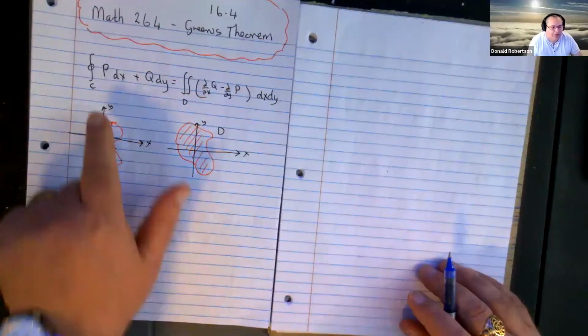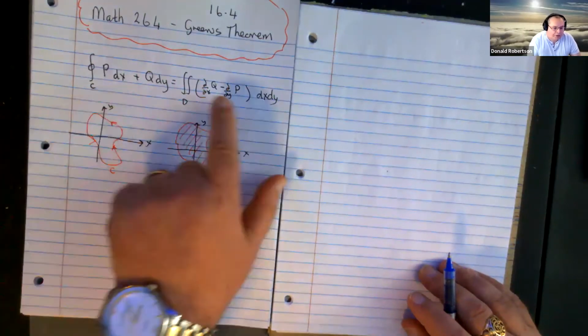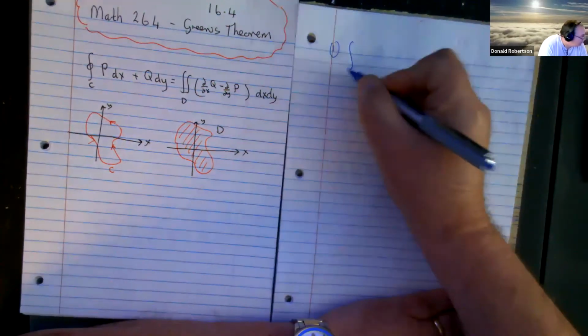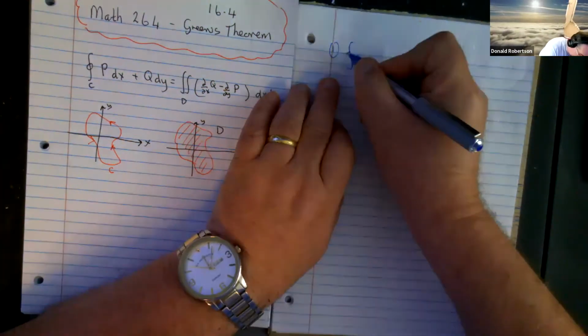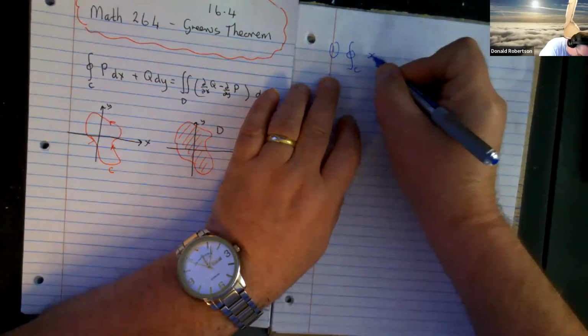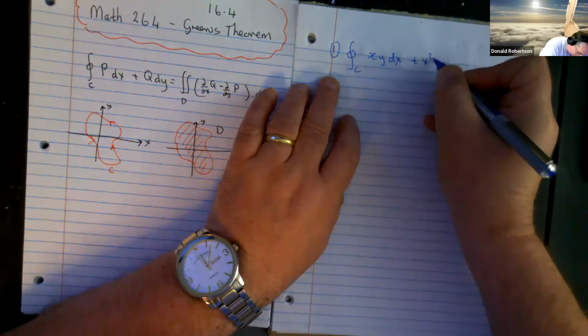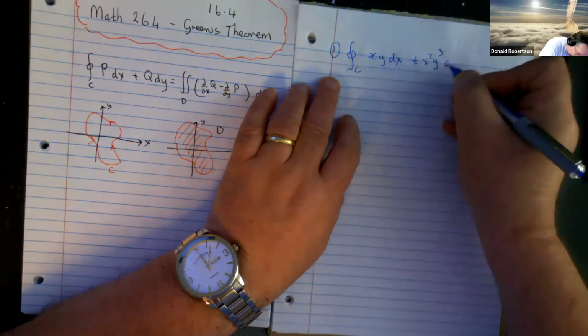We're talking about doing question 1, which is Green's theorem. An English guy came up with a clever idea that you can take a line integral of a closed loop and replace it by a double integral. And the question that we're going to set up here is xy dx plus x squared y cubed dy.